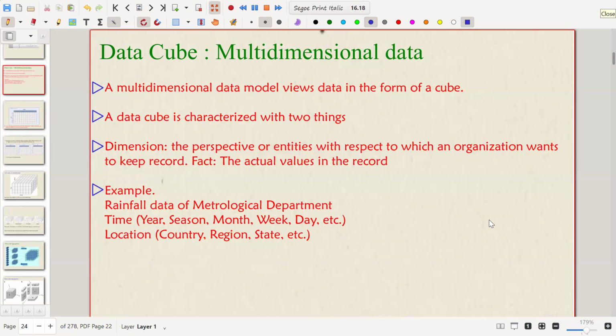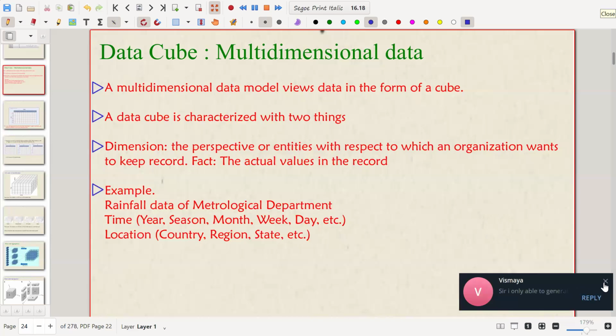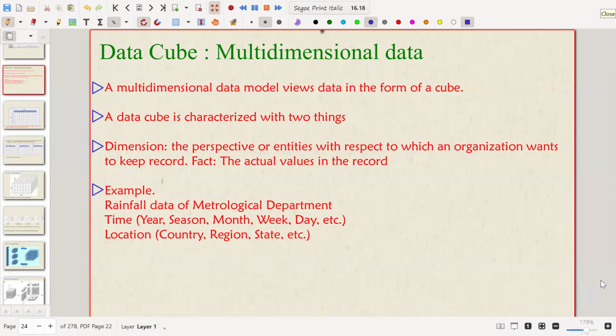Now that we understood these are the classifications of data levels, let us come to a bigger form of storing data. How will you store data? One way to store data is a data cube. So it's multidimensional data we want to store. A multidimensional data model views data in the form of a cube.